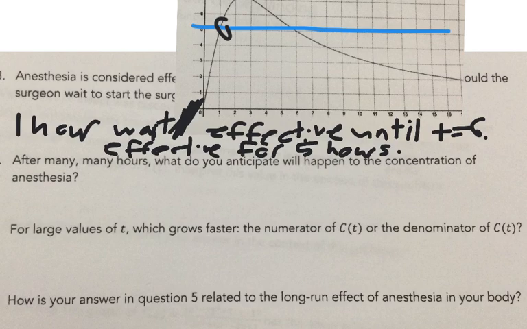After many, many hours, what do you anticipate will happen to the concentration of anesthesia? It will continue to decrease, and eventually we suspect it'll go to 0. So we suspect eventually it will go to 0.